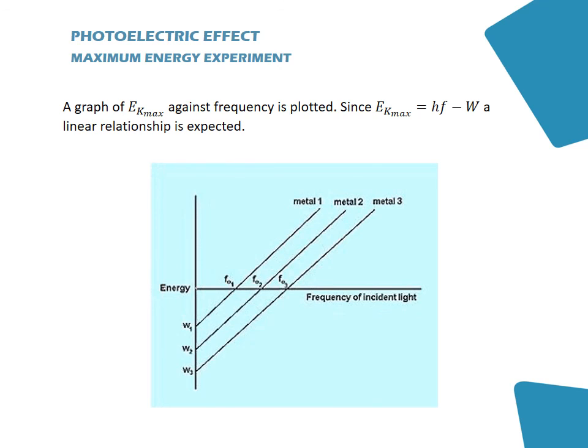So we have h, which should be the slope of the graph. Where it hits the x-intercept should be the frequency f naught, or the threshold frequency of the metal, or of the light required for that metal, and W, or the work function, will be able to be found when we investigate the y-intercept of the graph.